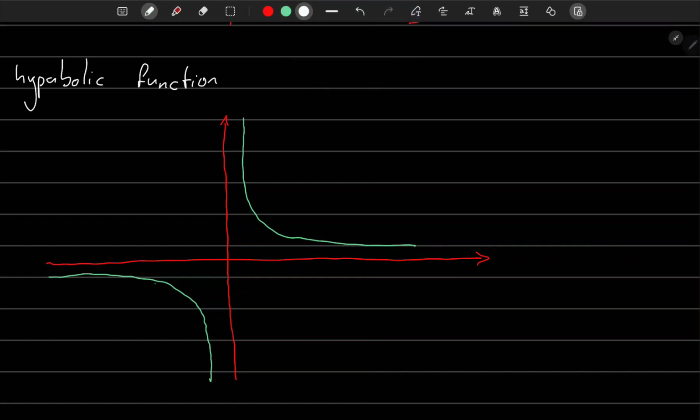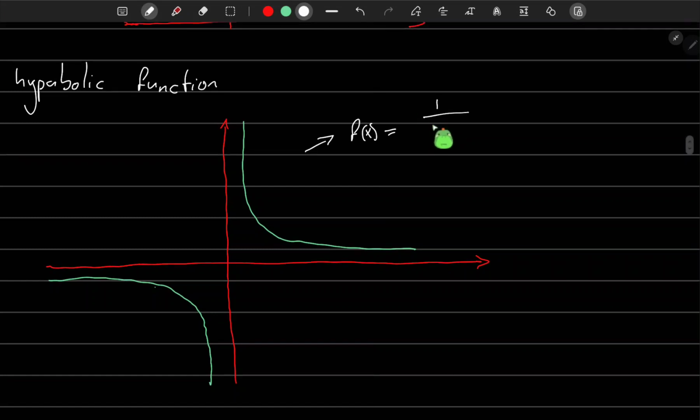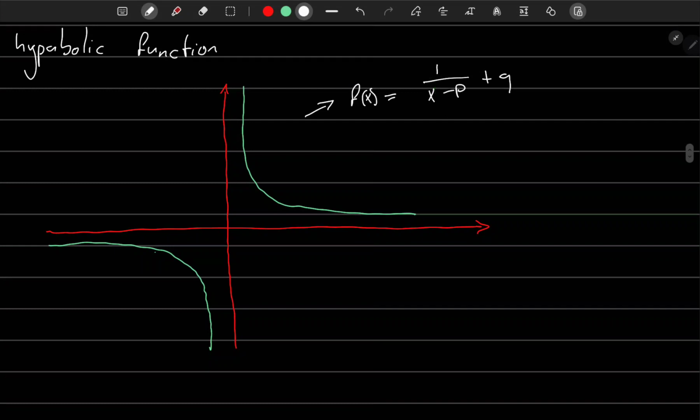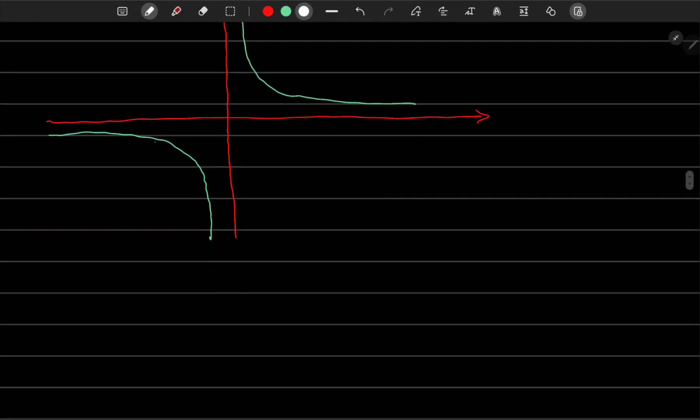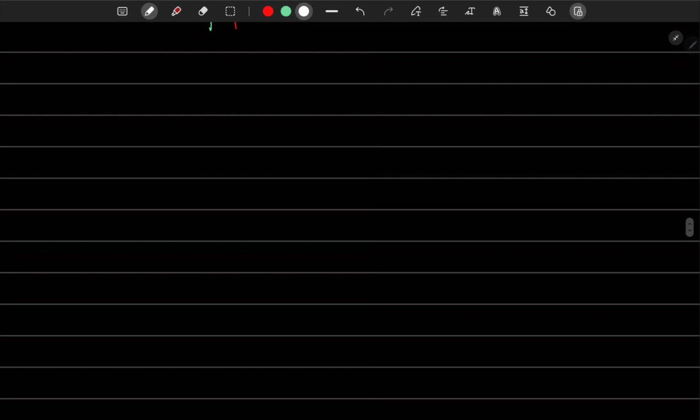And the equation for this is f of x equals 1 over x. Usually the actual equation is 1 over x minus p plus q. So this is the equation of a hyperbola, right? So now we're also going to talk about the exponential function.